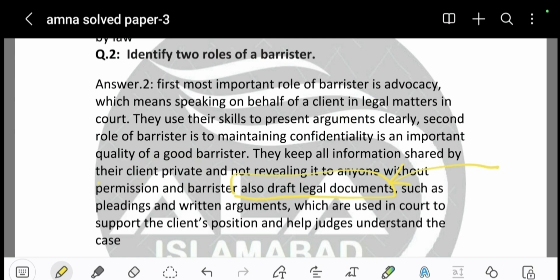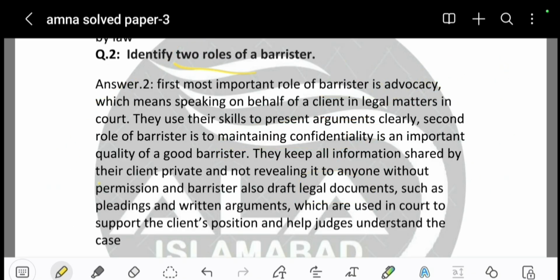I also included the third role as well. They also do drafting. Drafting is basically the third role. They only asked about two, yet I have included three. Why? Because maybe the examiner might consider my first role not good, so he could consider the other two valid. Or maybe the examiner will consider my drafting not a good role, and instead think that advocacy and maintaining confidentiality are better roles. In this situation, I don't want any confusion in my answer, so I have included more than two roles.